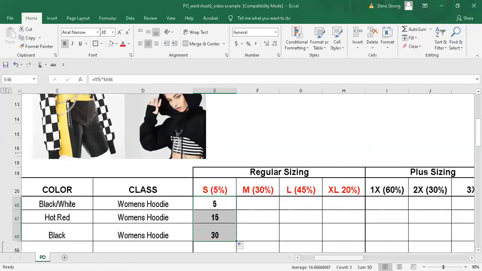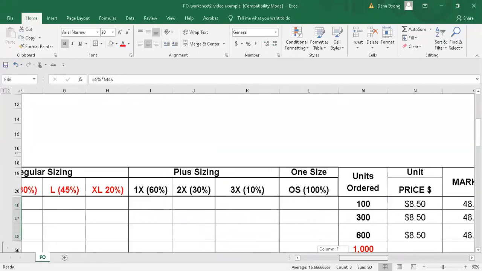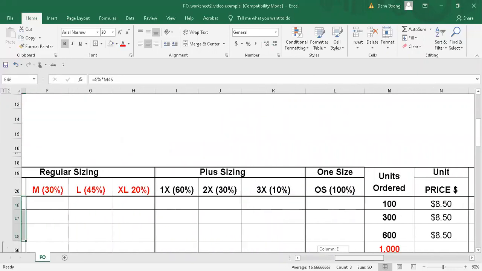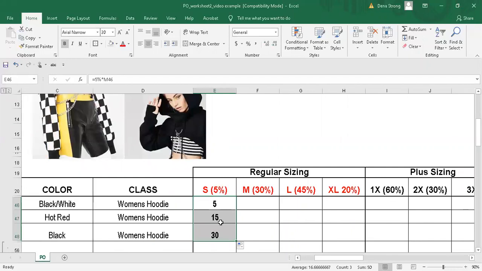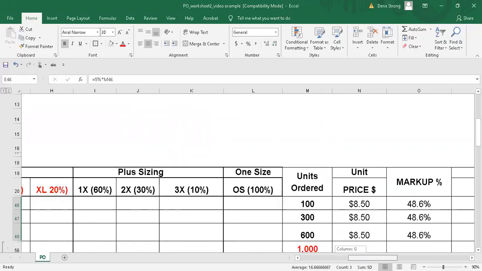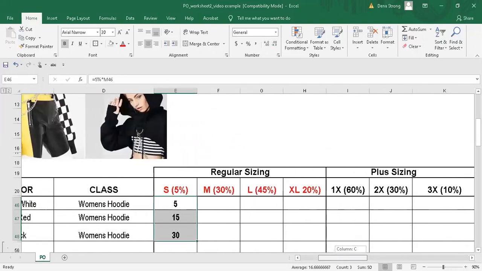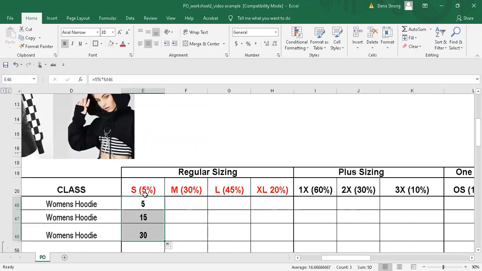and we can drag and pull, and that will populate the rest of the cells. So let's just look at it. In the next order, which is the red hoodie, we're ordering 300 units. So 5% of those should be in a size small. That means 15 of the red are going to be in a size small. And then we're ordering 600 of the black. We're ordering more units in the black. So once again, 5% of our customers are a size small, so we need 30 units in black, size small.